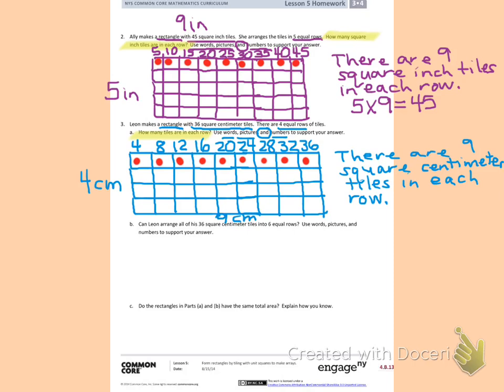Now I'll go ahead and write my equation. 4 rows times 9 columns equals 36.